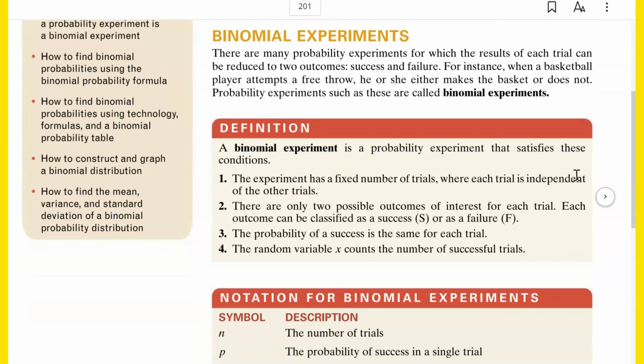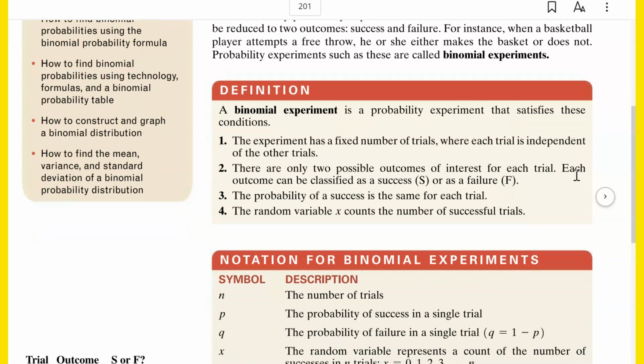There are many probability experiments for which results of each trial can be reduced to 2 outcomes. Okay, here it is: success and failure. That's a big time component of what a binomial experiment is about. For instance, when a basketball player attempts a free throw, he or she makes the basket or does not make the basket. Probability experiments such as these are called binomial experiments.